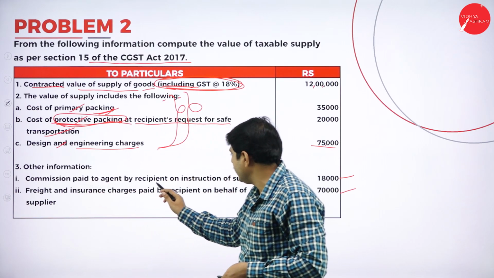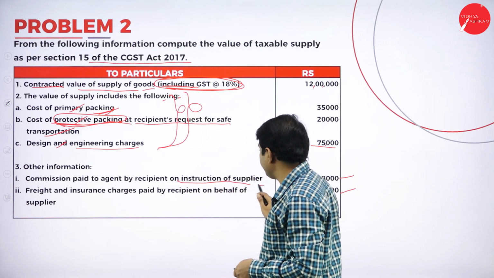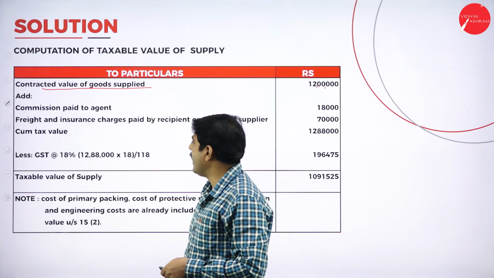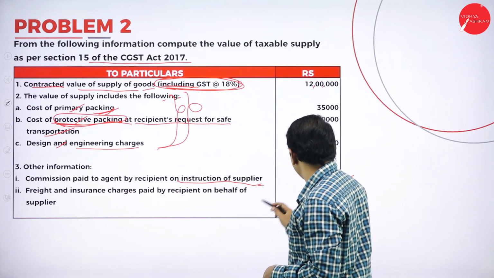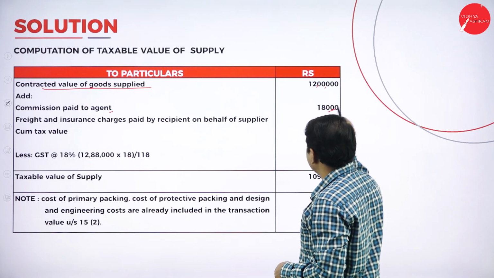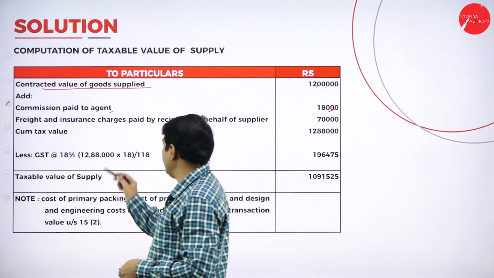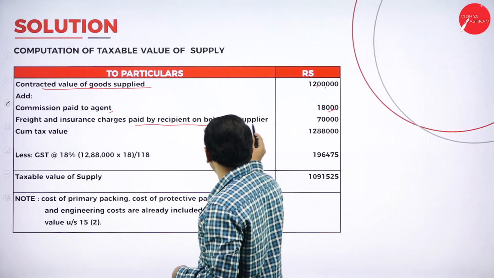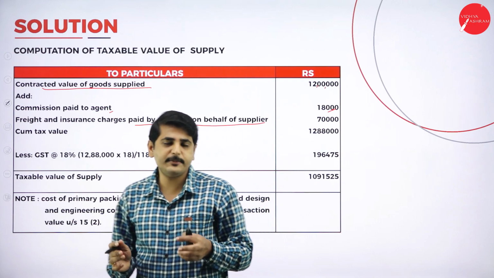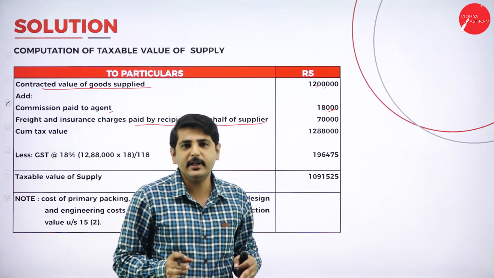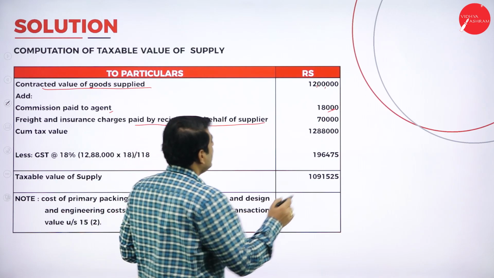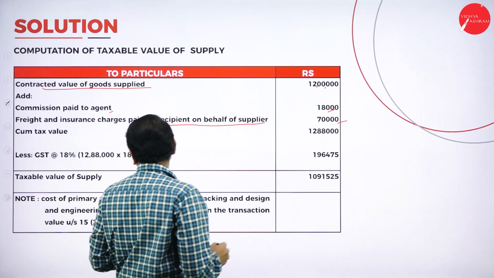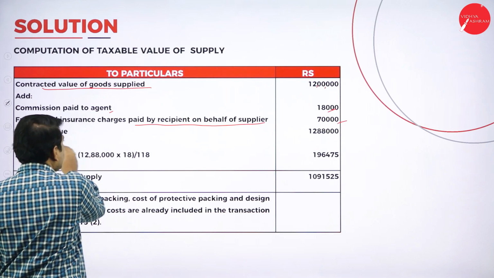Other information: commission paid to agent by the recipient on the instruction of supplier. That one we can add here. So commission paid to agent is 18,000, they have given it here. We are adding 18,000. And next one, freight and insurance charges paid by recipient on behalf of the supplier. Whether it is paid by the supplier or by the recipient, we have to add it here. So it is 70,000.